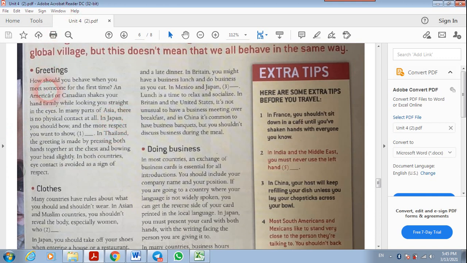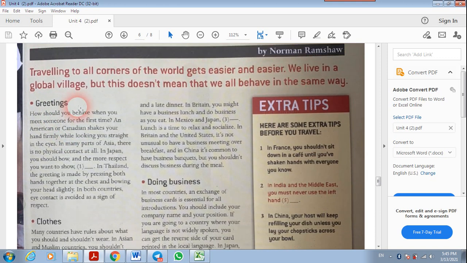For greetings, how should you behave? Pay attention, we have should here. Just like I told you, these words, modal verbs used to express obligation, permission, will feature heavily in the passage. How should you behave when you meet someone for the first time? An American or Canadian shakes your hand firmly.